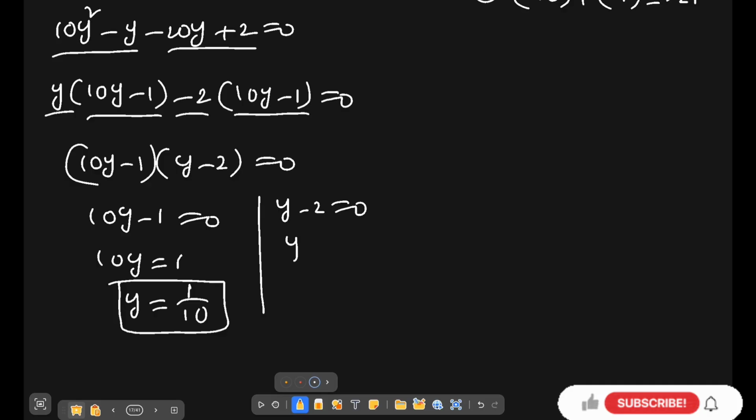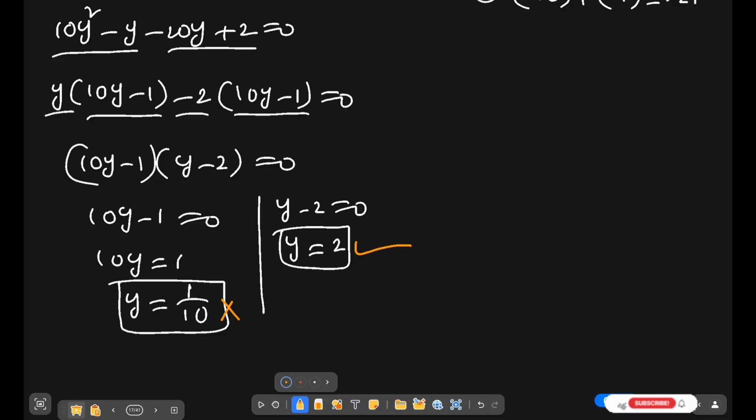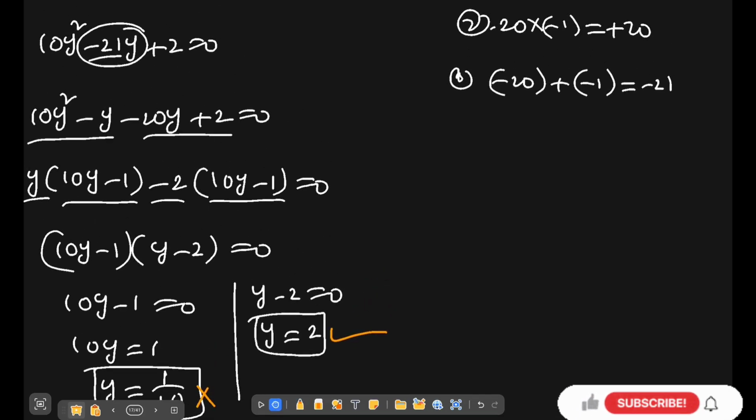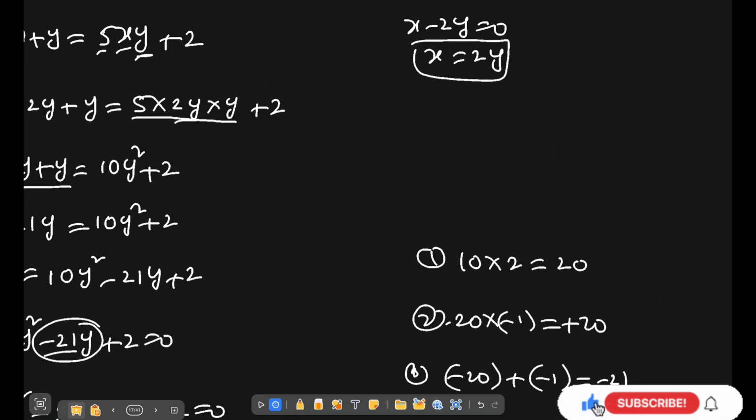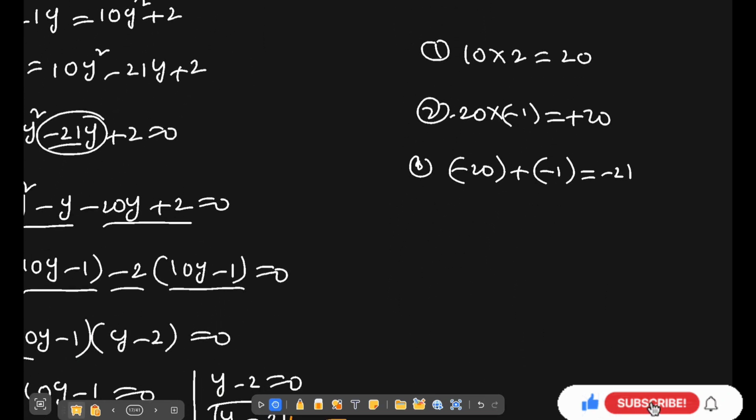So here, sending minus 2 to the right side, y is equal to 2. Here a digit can't be in p by q form, so this y value cannot be this one, so you can take y value 2. So let's find the x value from equation 1. What is equation 1? Equation 1 is x minus 2y is equal to 0.